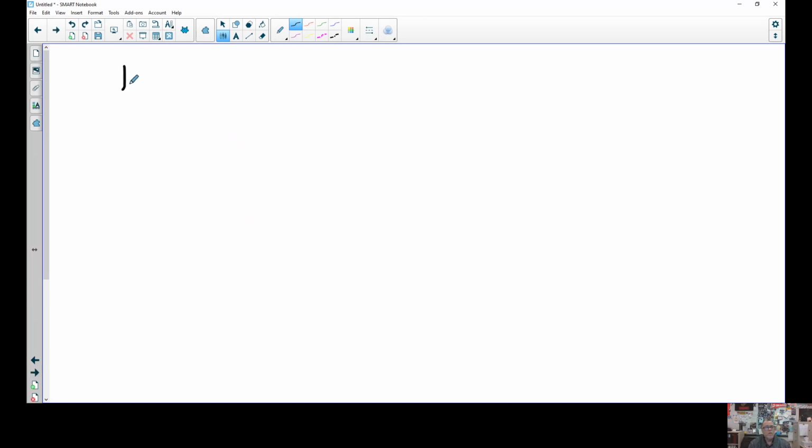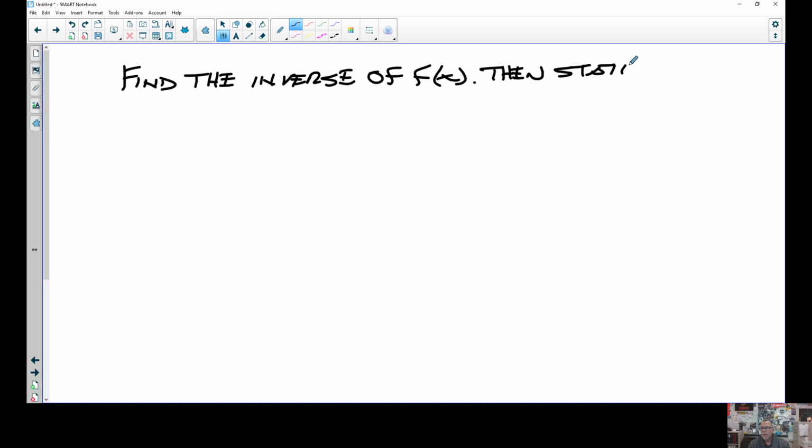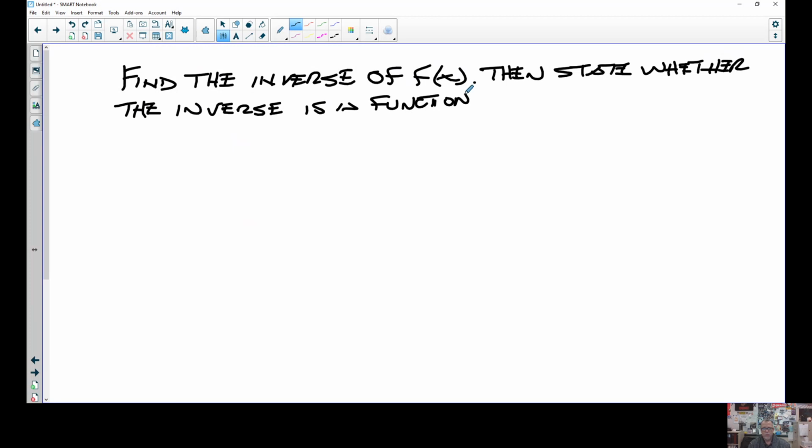Let's do this one. It says find the inverse of f of x, then state whether the inverse is a function. By the way, that brings me back to another point here when we ask whether the inverse is a function.